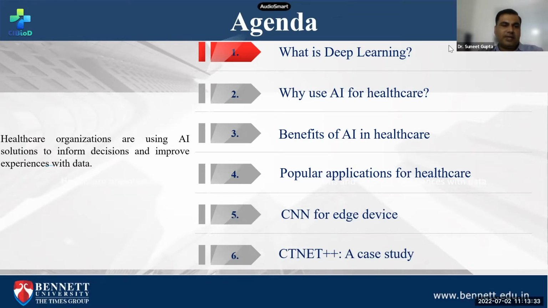Here one tagline is there. All of you can see: healthcare organizations are using AI solutions to inform decisions and improve experience with data. So you see one key term here, that is data. Nowadays, lots of data are there, and with the help of different devices, we can collect the data. After analyzing the data, we can provide some kind of decisions, and based on those decisions, anybody can take precautionary measures.